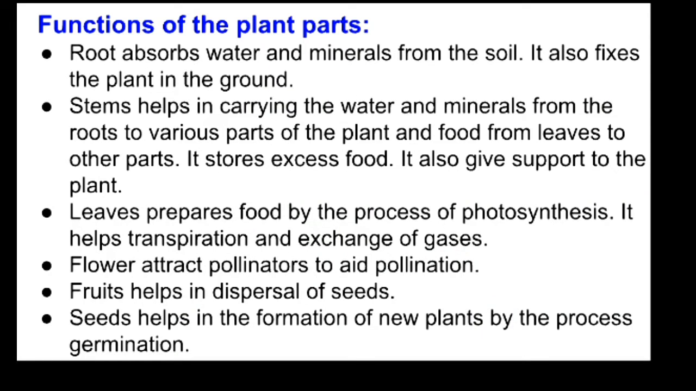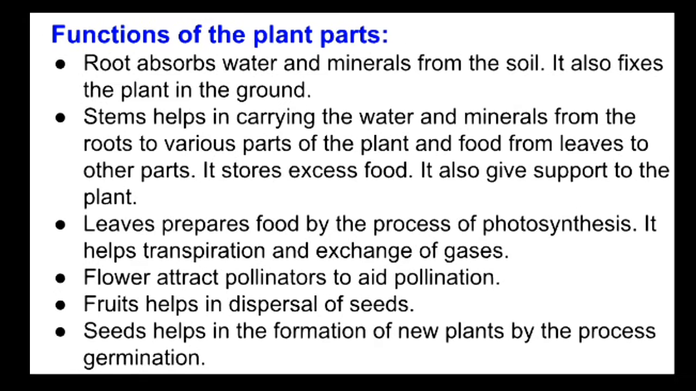These 6 plant parts perform different functions. Root absorbs water and minerals from the soil. It also fixes the plant in the ground. Stems help in carrying the water and minerals from the roots to different parts of the plant, and it also carries food from leaves to other parts. It stores excess food. It also gives support to the plant. Leaves prepare food by the process of photosynthesis. It helps in transpiration and also helps in exchange of gases.